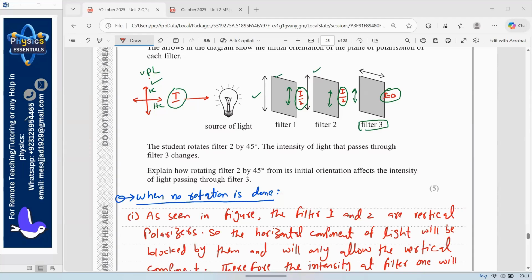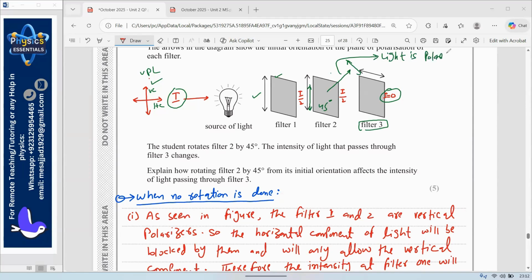now you are actually going to rotate this. I mean, you are going to rotate this filter 2 by 45 degrees. Okay, so what does that mean? It means the vertical light that is coming here is now polarized at 45 degrees. This is what I'm saying. Okay, so light is polarized here at 45 degrees.